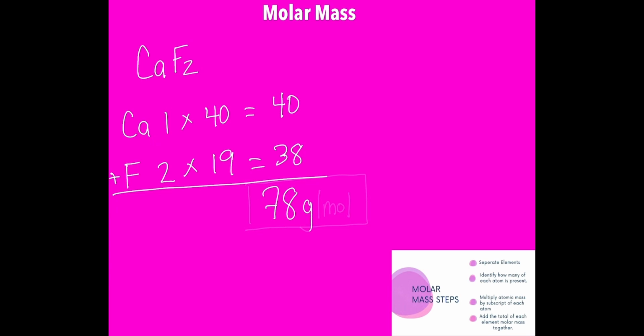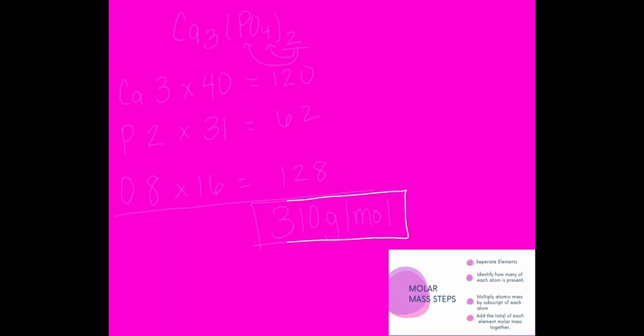The unit for molar mass is grams per mole, g/mol. If you do not put the units, your answer is incorrect. You must put grams per mole when identifying your molar mass. Okay, so let's do our next example.